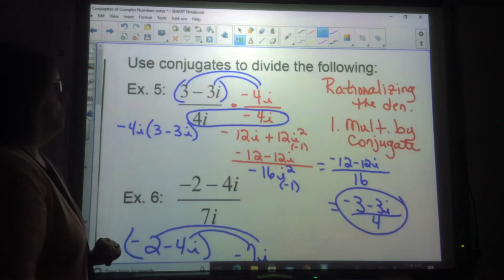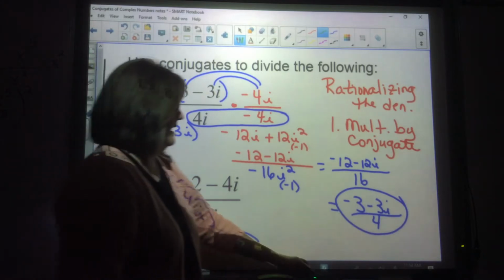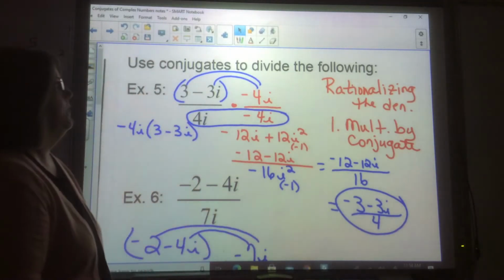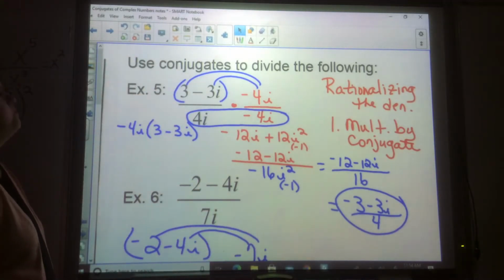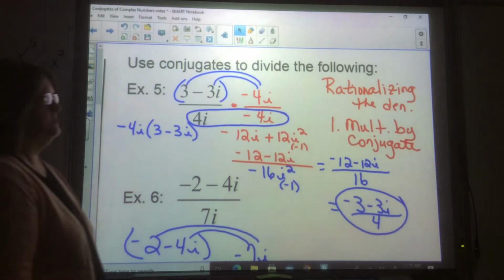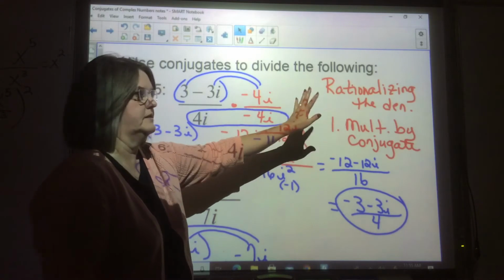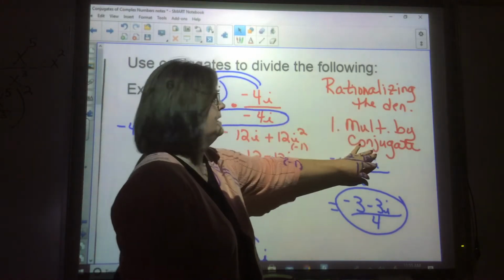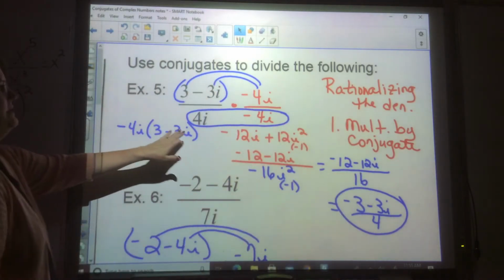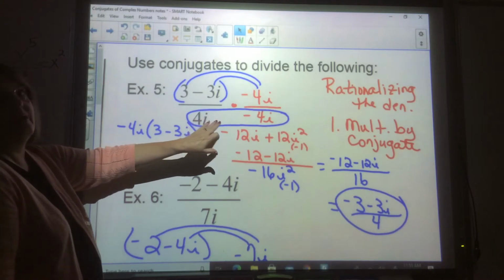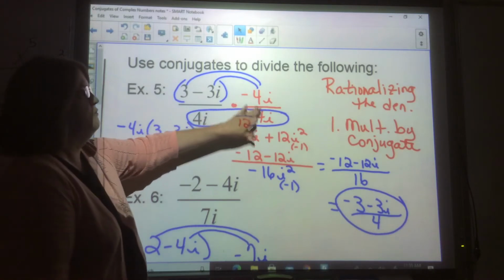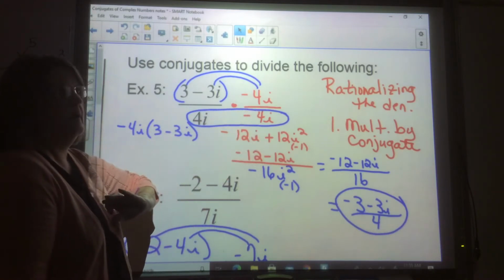All right, now, what do we do? Why do we need a conjugate? We use that to help us divide complex numbers. You do not leave a complex number with an i in the denominator. So what you have to do is multiply by the conjugate. That's what that's called, rationalizing the denominator. So my denominator here is 4i. So I'm going to multiply by negative 4i over negative 4i.